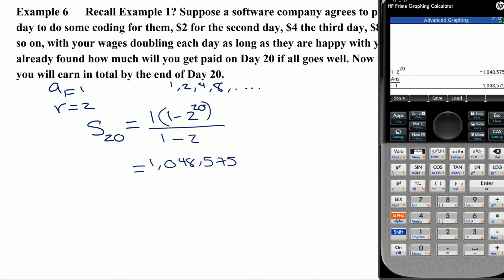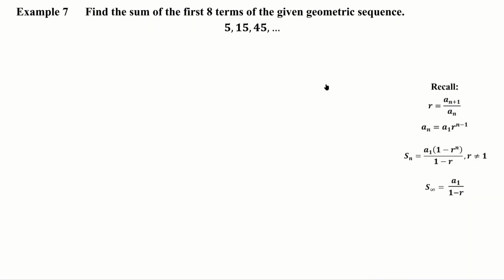All right, here's a more down-to-earth problem. Find the sum of the first 8 terms of the given geometric sequence. So of course it's going to be a finite sum. We're going to be using this formula, and we need to know what r is. So we know that r is going to be, we'll just take the first 2 terms, a2 over a1, which is 15 over 5, so it's 3. Should be able to handle this.